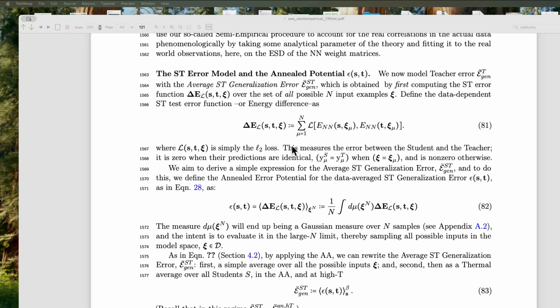But here we go back. We say, here's the student-teacher model for the annealed potential. So the idea is that we model the student-teacher error with the average student-teacher generalization error, which is attained by first computing the student error over all possible input examples. So we define the data-dependent student-teacher error function, or the energy difference. So this is now over all possible input examples. We have the difference between the student output and the teacher output.